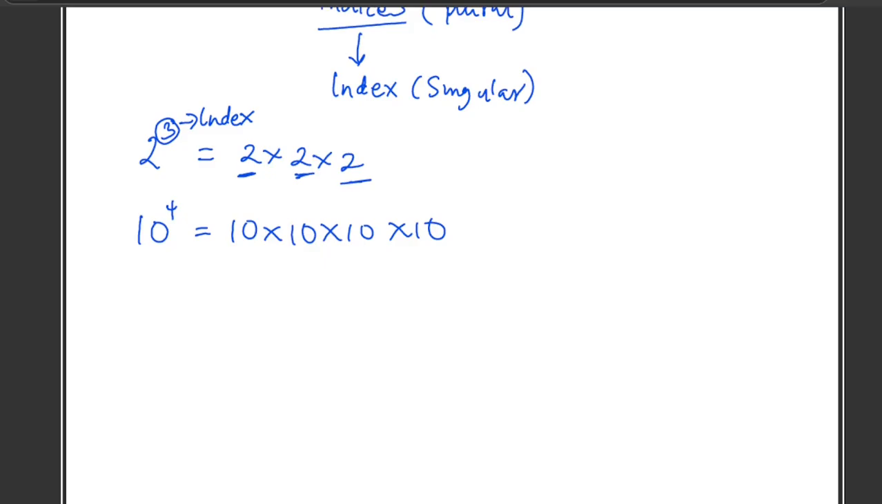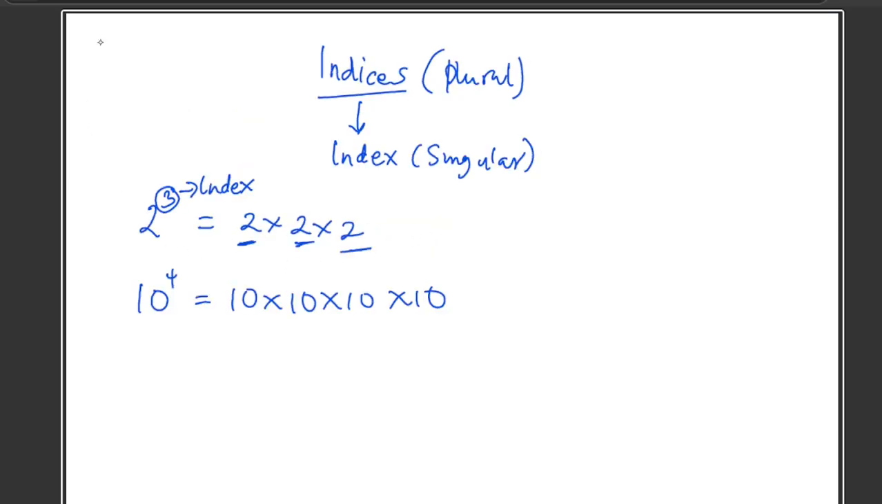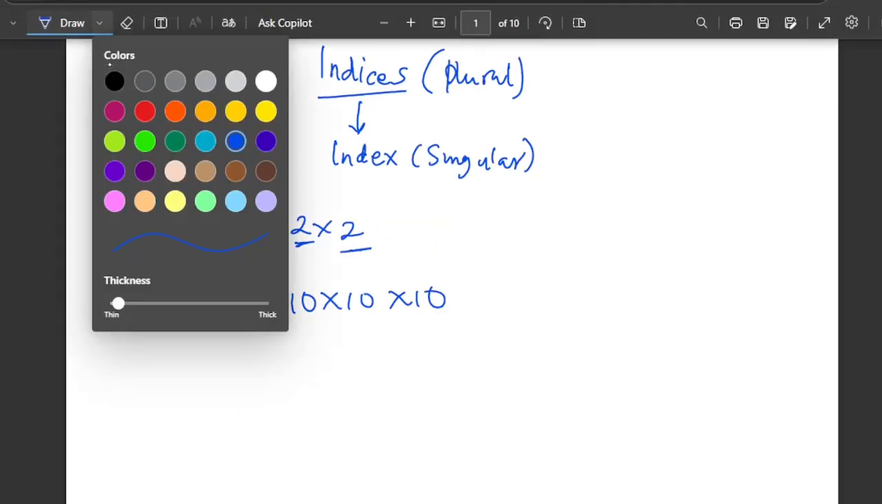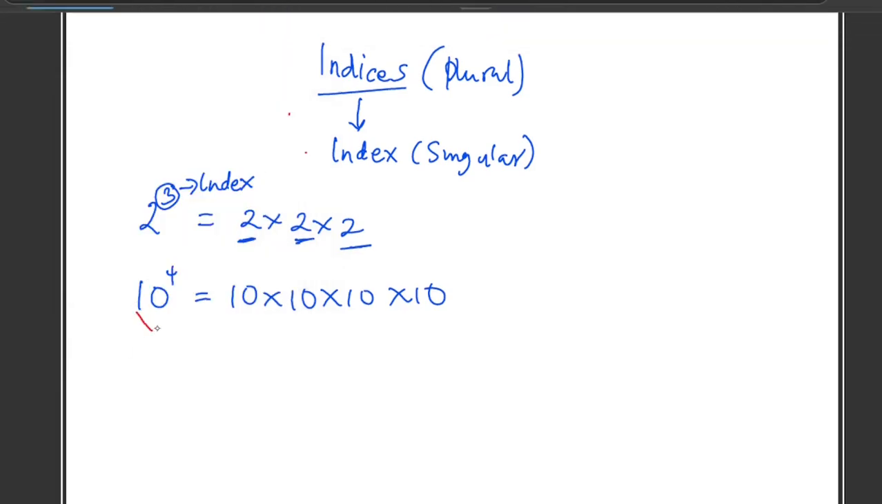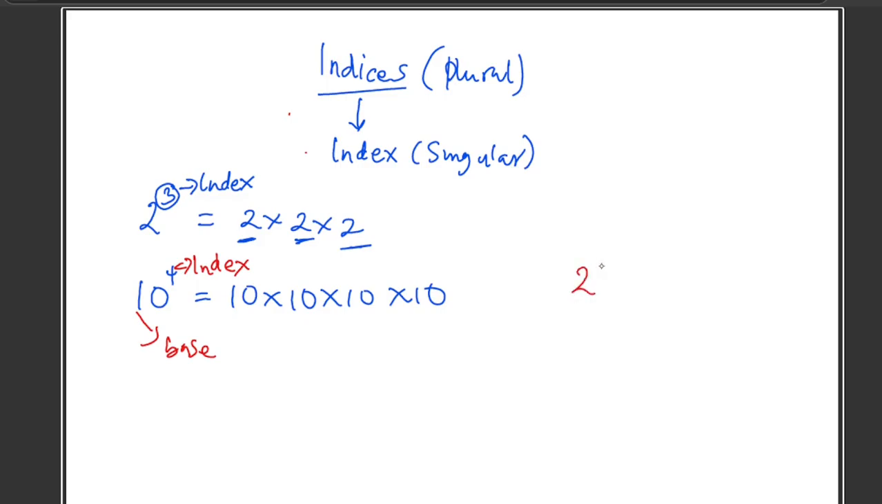And then this number I wrote here, 10 raised to power 4, has two parts. 10 is the base, and then 4 is the index. So we can write any number in its index form this way. For example, I have 2 to the power 0. 0 is the index, while 2 is the base. So each number has an index and a base.